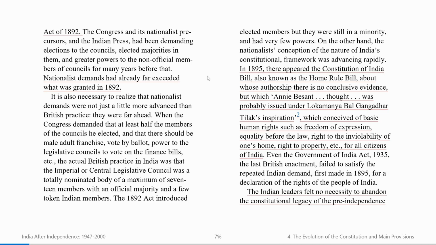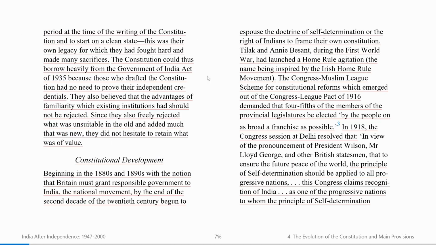Okay, so when the Government of India Act was enacted in 1935, it obviously failed to satisfy our demands. But when finally India was made free, the Indian leaders felt no necessity to abandon the constitutional legacy of the pre-independence period at the time of writing the Constitution, and they didn't feel that they needed to start on a clean slate. Why? Because of a simple reason. They felt it was their legacy.